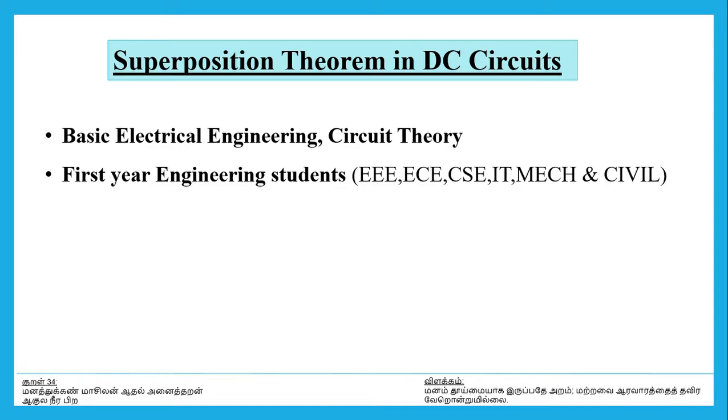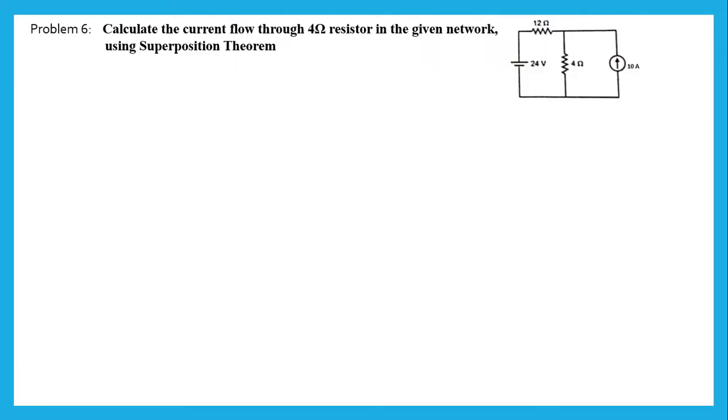Hi friends, in this video lecture we are going to know about superposition theorem in DC circuits. We are going to solve a problem. The problem is: calculate the current flow through 4 ohm resistor in the given network using superposition theorem.